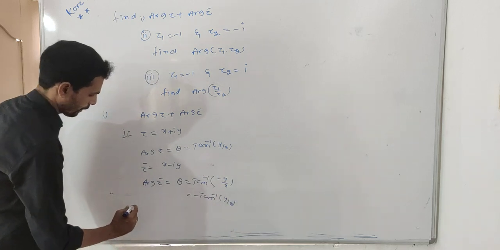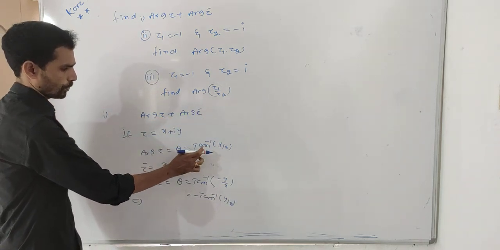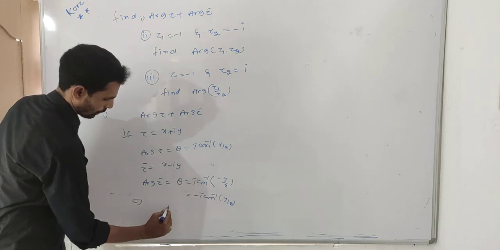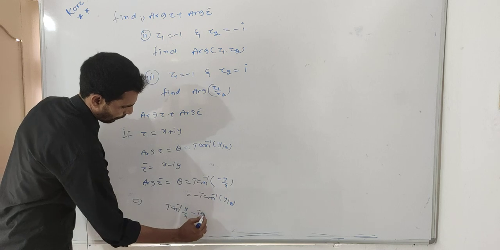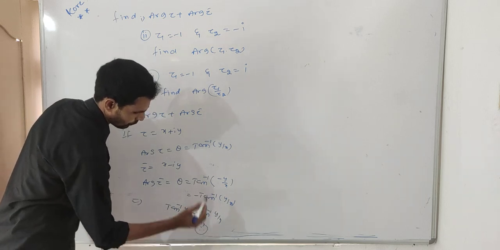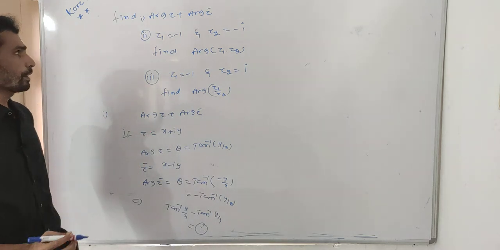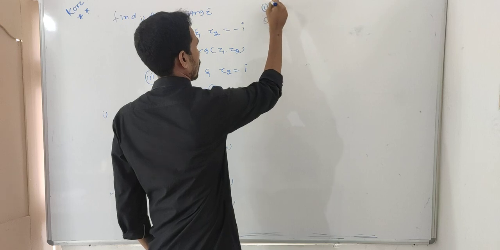What do you want? What is the given problem? Arg z plus arg z bar. First one plus second one. What is the first one? Tan inverse of y by x. Second one, minus tan inverse of y by x. That is equal to 0, which is the solution. Next one. Second problem is important. Solution of the second one. What is given?